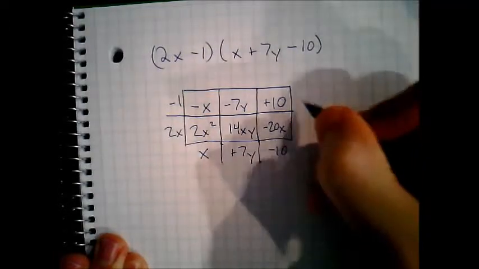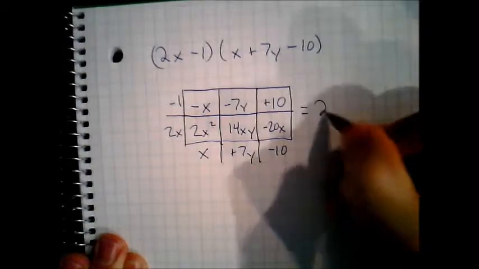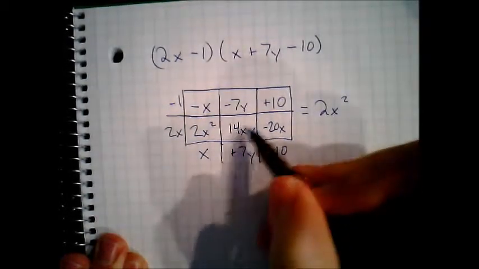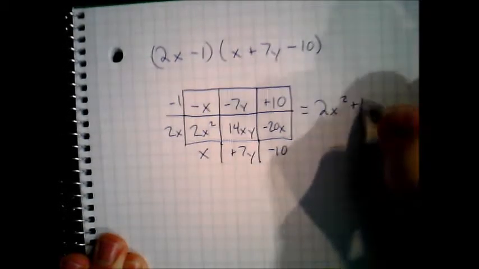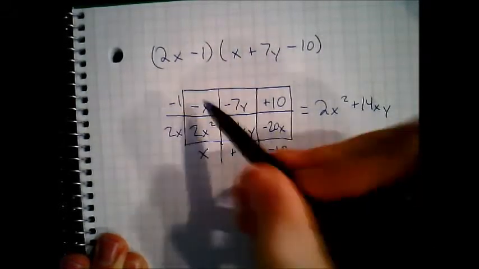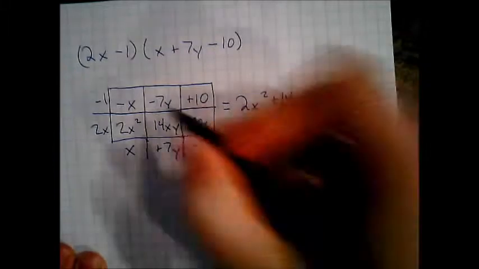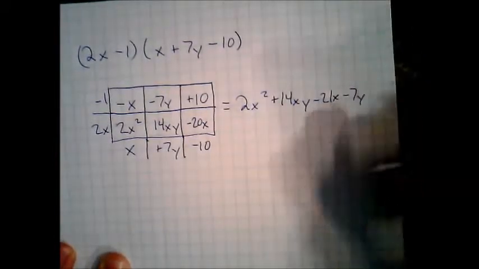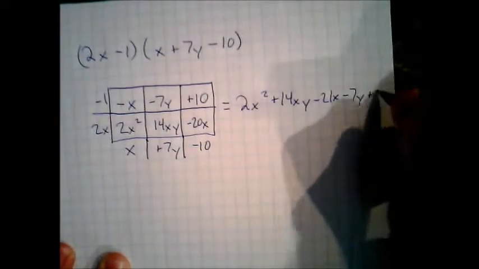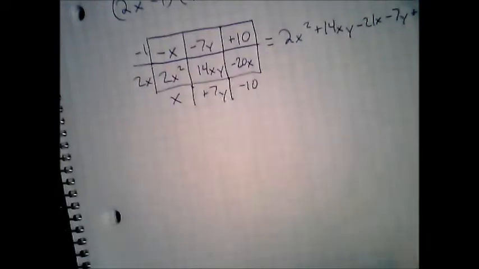Now we just need to collect our work. Or collect our tiles. We have 2x squareds. We have 14xy's. We have negative 20x here, and we have another negative 1x here, so we have a total negative 21x. We have negative 7y, or minus 7y, and we have our plus 10. So that's our answer. So here are some practice problems.